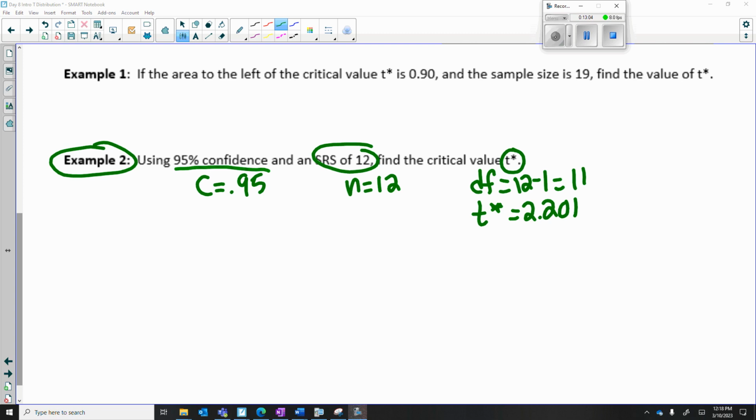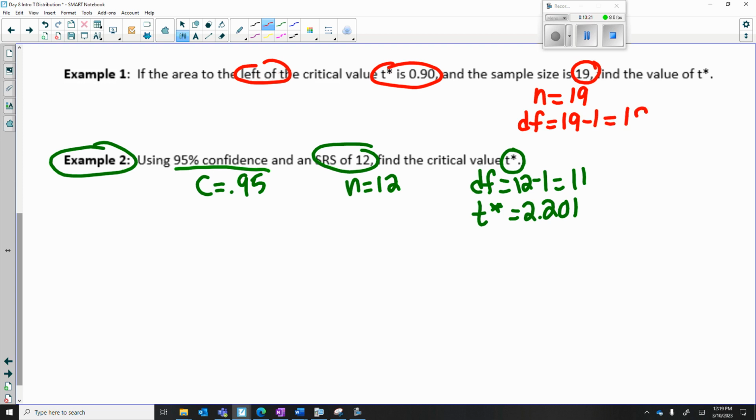Now, the other way that you might need to use table B is example 1. It says if the area to the left of the critical value t star is 0.90 and the sample size is 19, find the value of t star. So first we know n is 19. So we're going to do degrees of freedom equals 19 minus 1, which is 18. And then it says the area to the left is 0.90. So if we had drawn this picture, the area to the left would be 0.90 and the t-star would be over here.